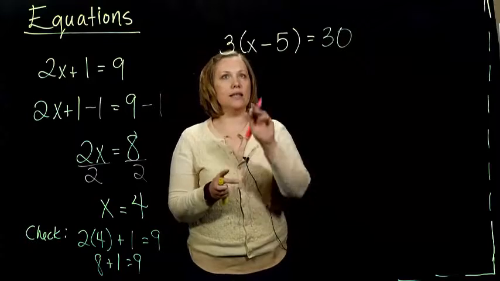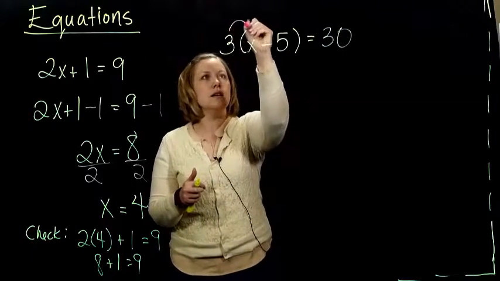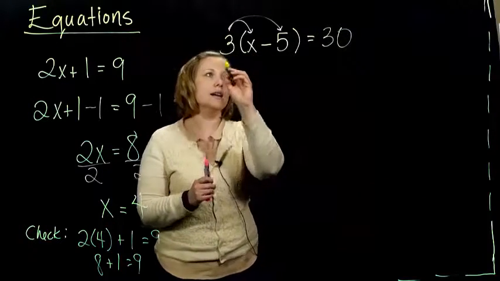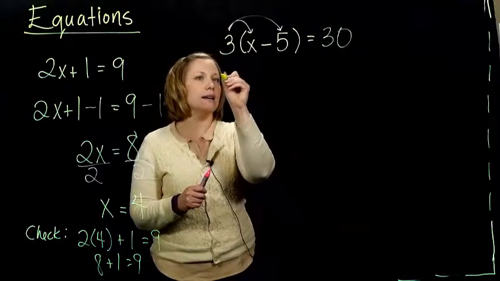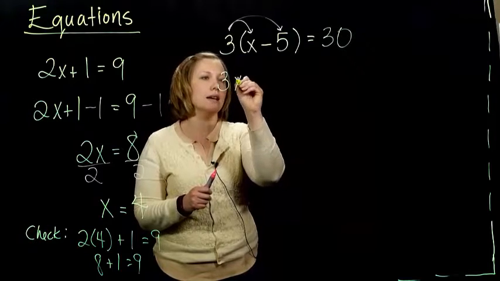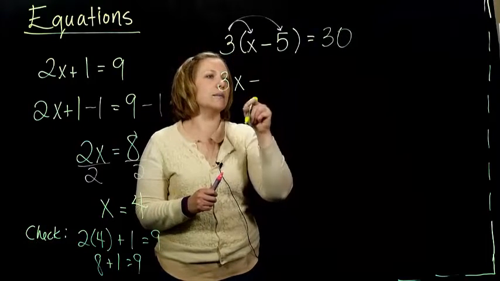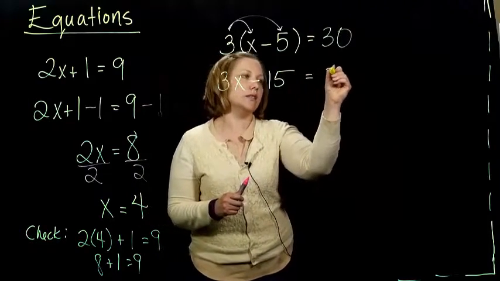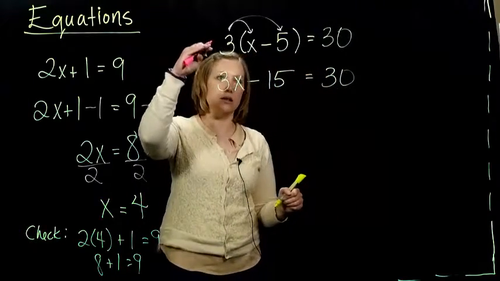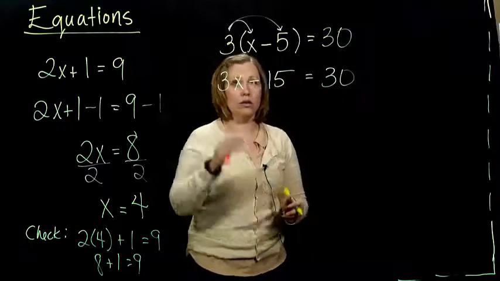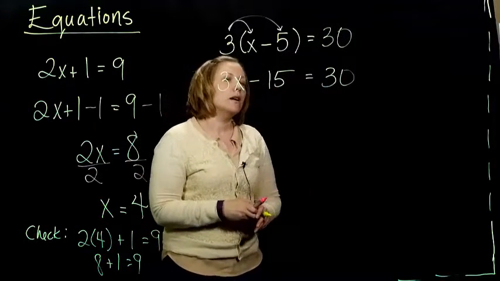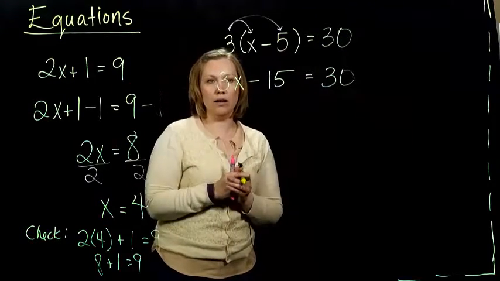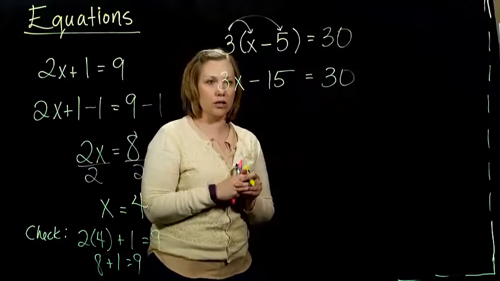So I see this 3 times this quantity. I look at that and I say, I can use the distributive property there. And so I can rewrite this side as 3 times x minus 3 times 5 gives me 15. And it still should be equal to 30, because this is equal to the one above. And so now this looks very similar to the equation that we just solved.